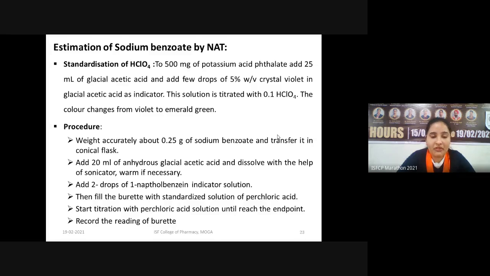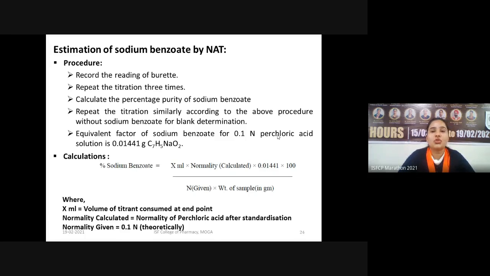After filling the burette with the perchloric acid solution, we will start the titration with the perchloric acid till the end point is reached. We will record the reading of the perchloric acid which is being used for the neutralization to react with the sodium benzoate solution which we have taken in the flask. Now, the estimation of sodium benzoate by non-aqueous titrations.